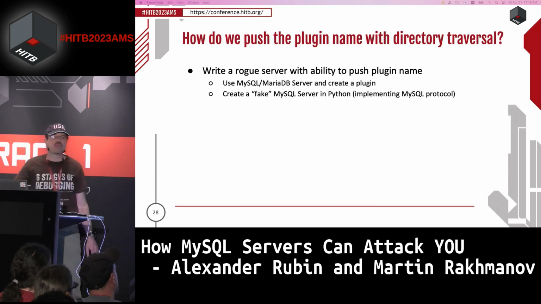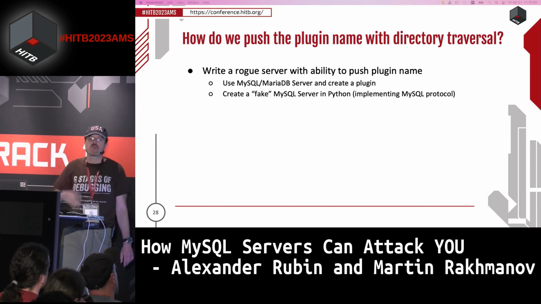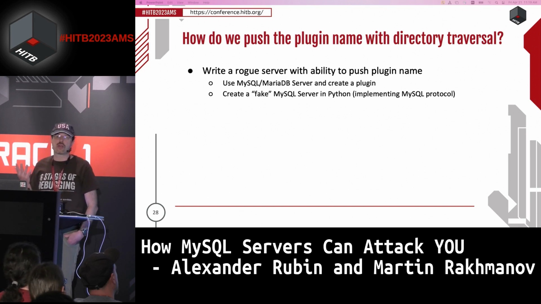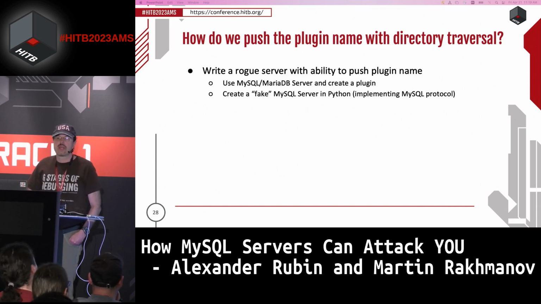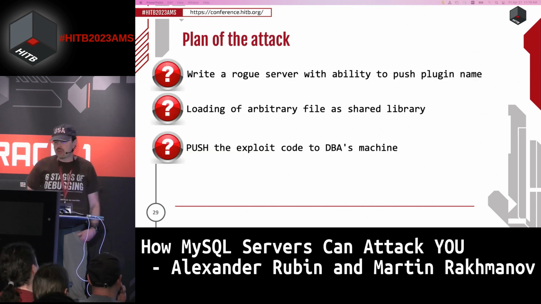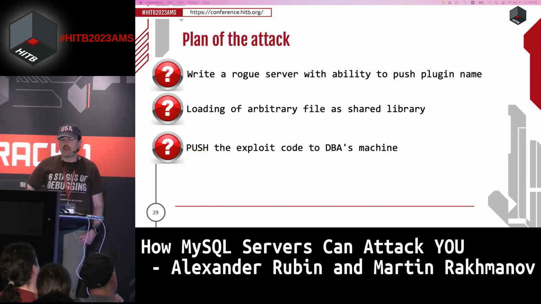First of all, we need the ability to push the plugin name from the server. So there are two options here. We need to create some sort of rogue server or rogue auth server, right? There are two ways we can do that. We can either use the MySQL server and create a plugin, it's also called a plugin. And another option is to use a fake server written in Python. So let's start with this.